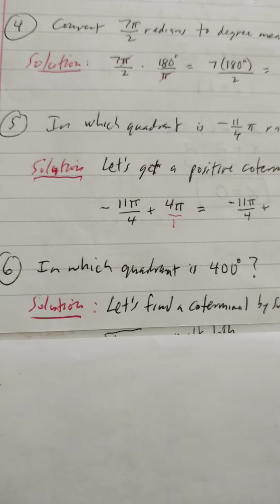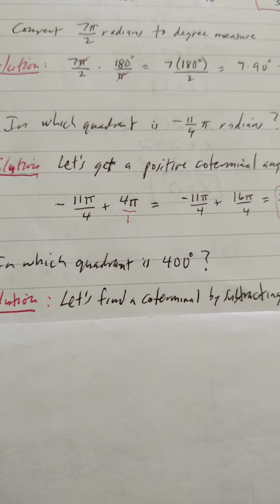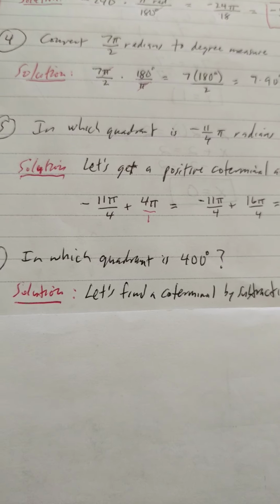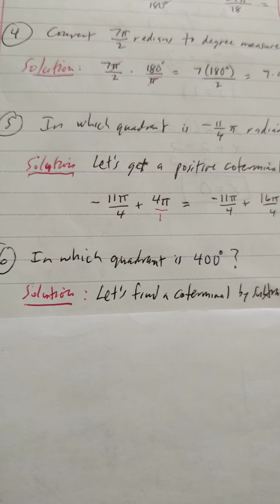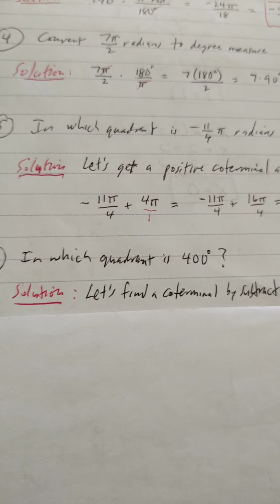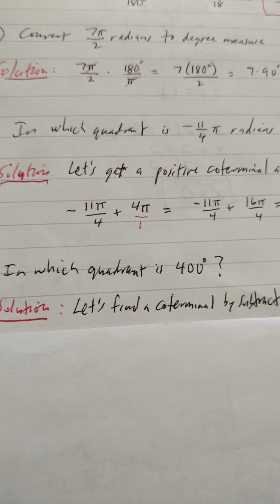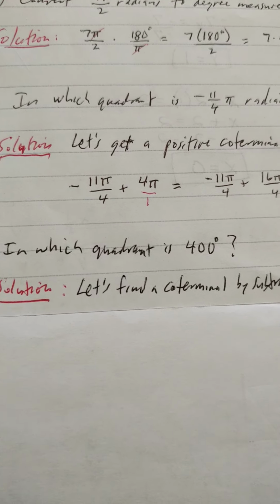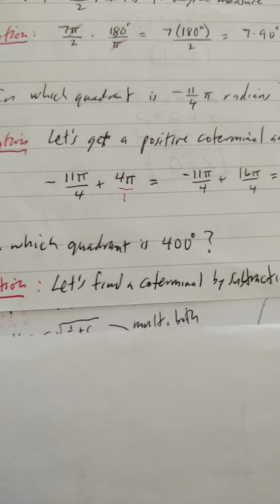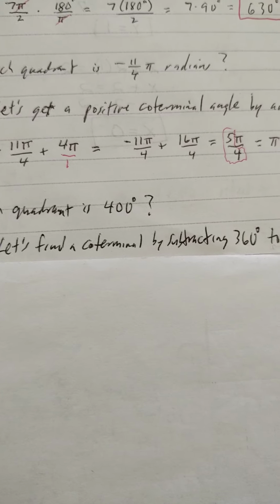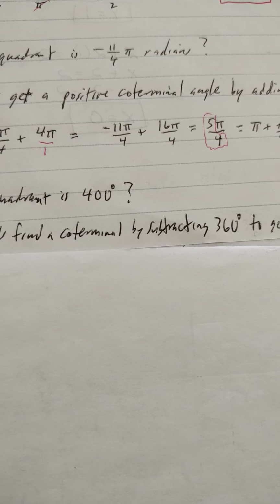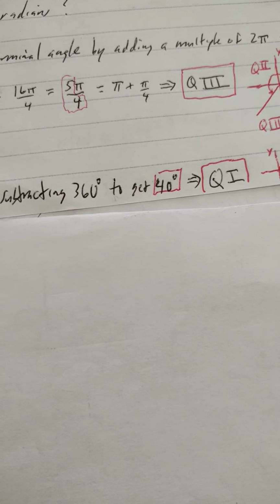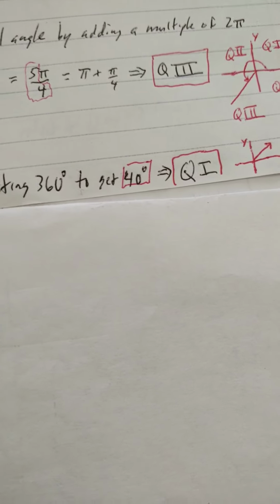Number 6. In which quadrant is 400 degrees? Well, here again, it's nice to get your interval in 0 to 360, a full revolution. So to make this angle smaller, I'm going to subtract a full revolution of 360 degrees. Remember, 360 degrees is the same thing as 2 pi radians. So if you're given degrees and you want to make the angle smaller, subtract off some multiple of 360. Here, just 360 is good enough. So let's find a coterminal angle by subtracting 360 degrees. What's 400 minus 360? 40 degrees. And 40 degrees is clearly in quadrant 1. And there's the picture. So quadrant 1.